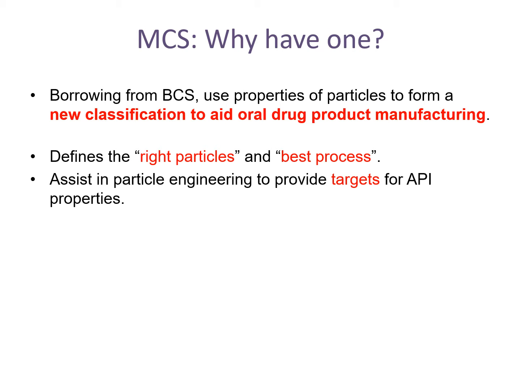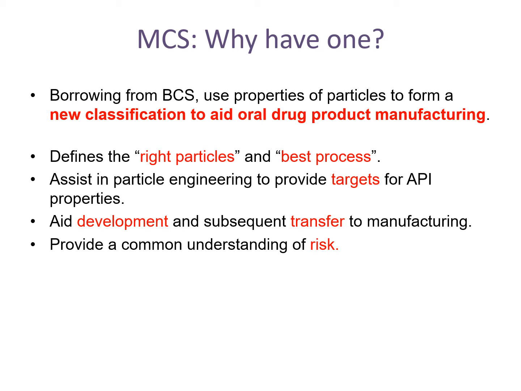So why have a manufacturing classification system? Using the concepts of the biopharmaceutics classification system, we're using the properties of the particles to help classify an oral drug product manufacturing system. This would help you define what particles you need and what are the best processes to put them through. It would also help you to identify in particle engineering what targets you would need for actually giving the ideal API properties. If you had a manufacturing classification system, then it would aid development and subsequent transfer to manufacturing, and it would also provide a common understanding of risk.